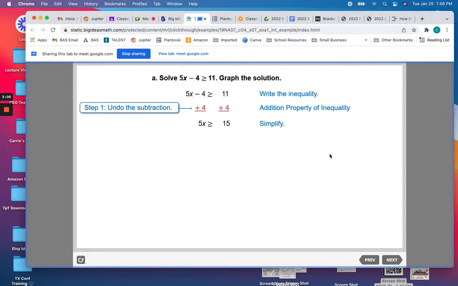I'm not sure where they are. Might be in here. Yep. There you go.